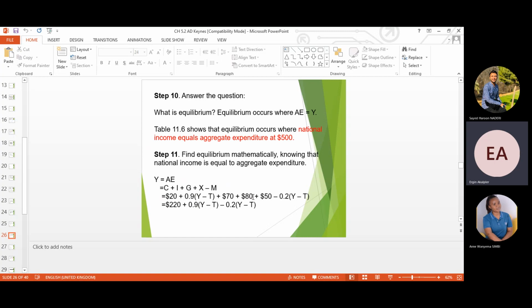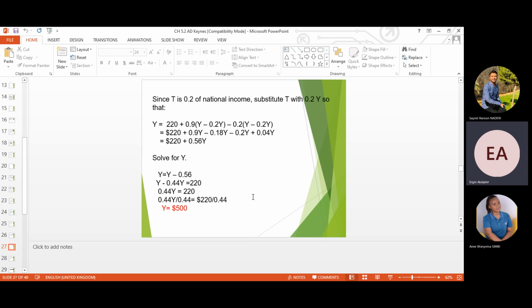And C plus I plus G plus NX will be then 20 plus 0.9 (y minus t) plus 70 plus 80 plus 50 minus 0.2 (y minus t). Then results of this estimation, then you will have t is 0.2, and then national income, substitute t with 0.2y. So you will put this all together and find the y, which is 500. That shows you the equilibrium that I have also estimated in the table. This is then the verification of this calculation, and shows you that the aggregate expenditure will become equal at 500.